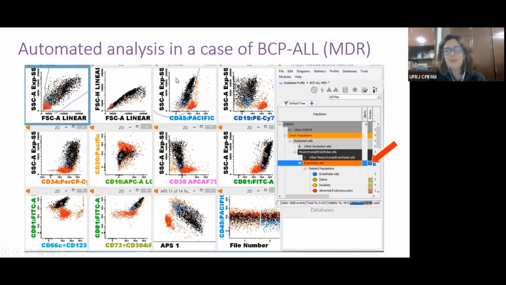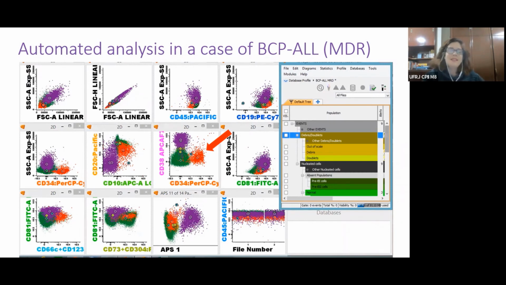So the program correctly identified for me, and put in the check, CD45 negative, large cells with CD34 expression. They are not doublets, they don't have CD20, CD10, CD38, and they have a high expression of CD81 and CD73, as expected for endothelial cells. So we can check them as endothelial cells. So we click here and the program puts these cells here. And in the final analysis, we have our blast cells identified here.